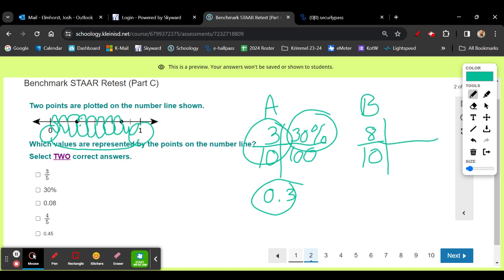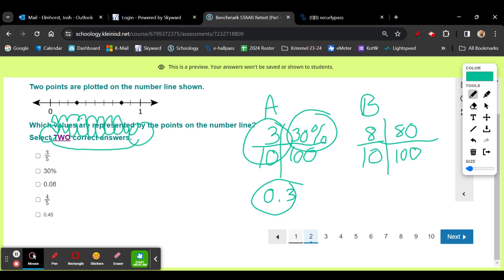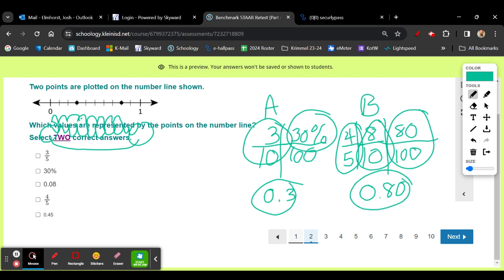And then this one would be 80%, which is not down there, and it would be 0.80. I guess if we went the other way and simplified it, divide by 2, we would end up with 4/5. 4/5, 8/10, 80%, or 80/100.